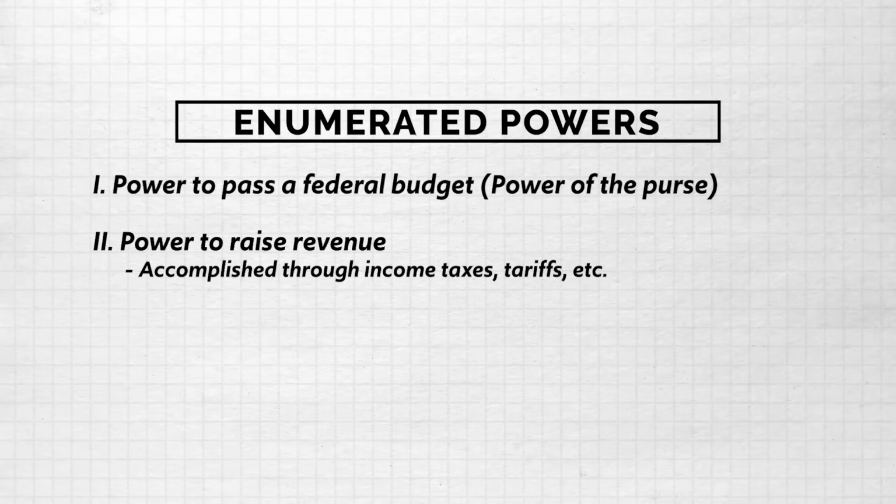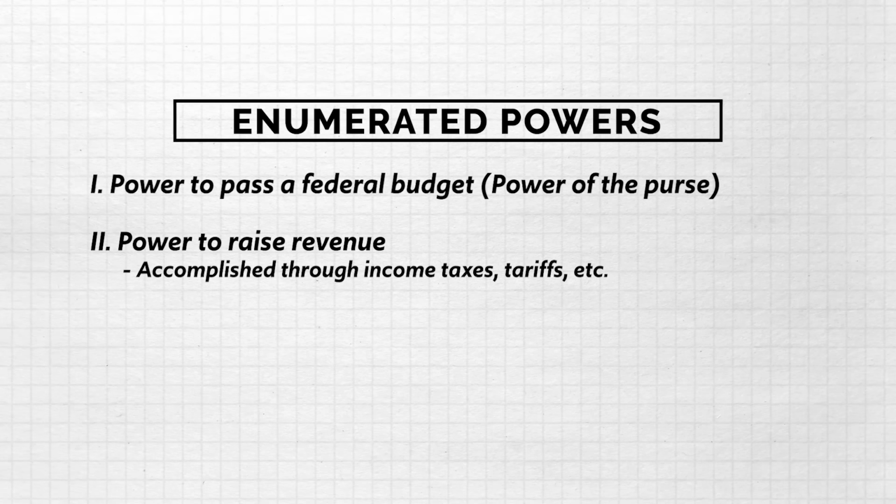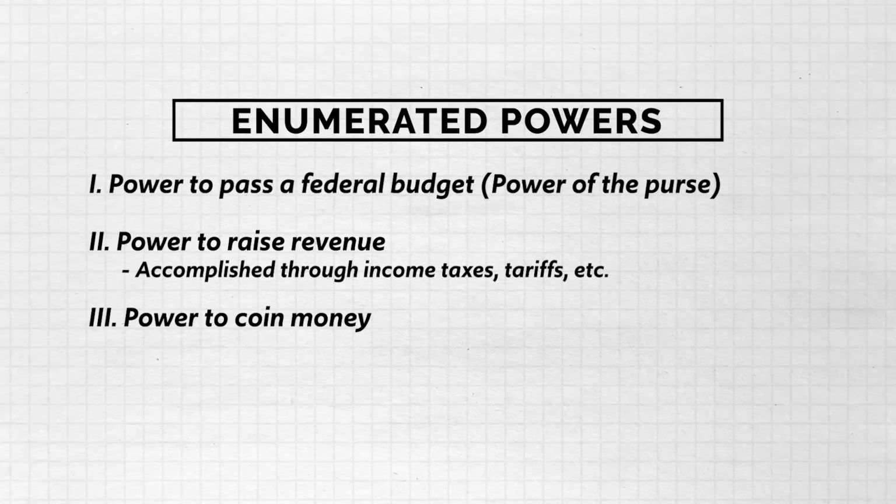The biggest portion of their revenue comes from income taxes, and then you have other taxes like tariffs, etc. Third, Congress has the power to coin money, and this is a very good thing because it creates a uniform currency throughout the nation and saves us from the headache of having different currencies in each state.